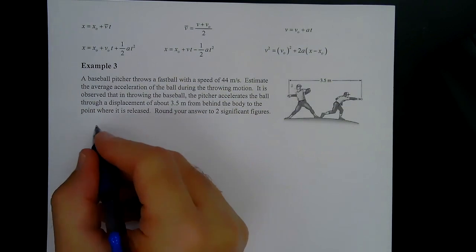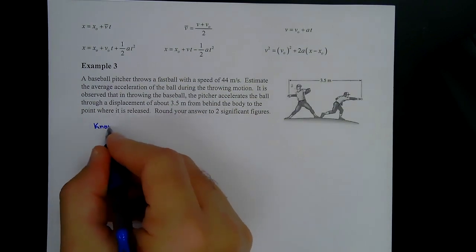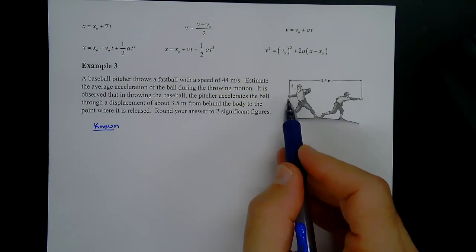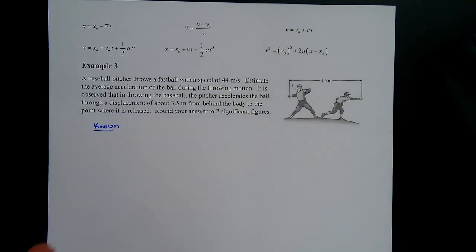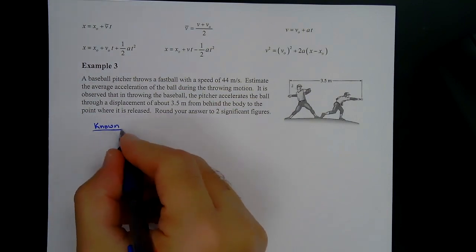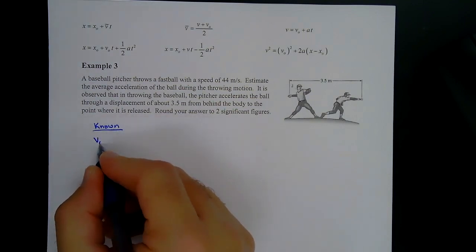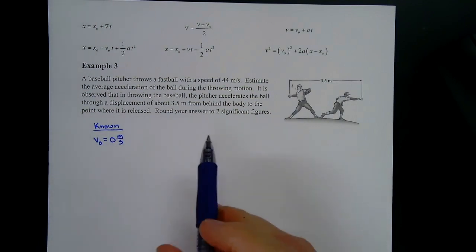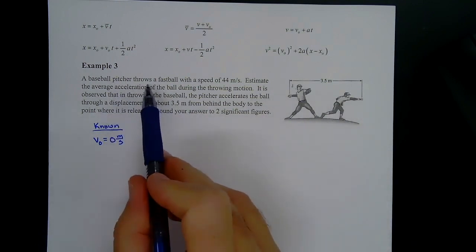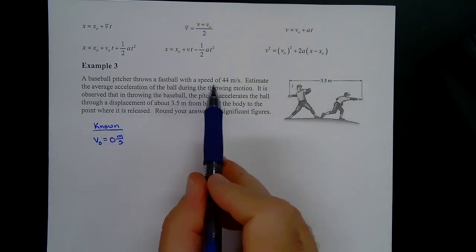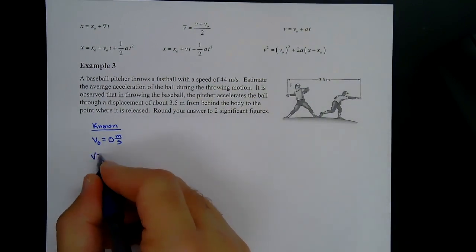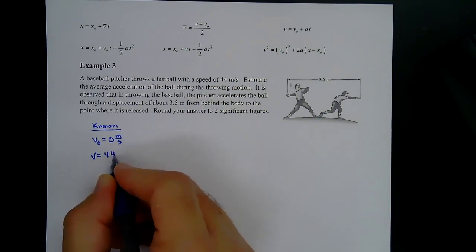All right, so what's known here is that when he starts, the initial velocity of the ball right back here, well, it's at rest, it's not moving, right when he starts, before he starts to move it. So we know that v sub 0 is equal to 0 meters per second. And then at the end of this, the baseball pitcher throws a fastball with a speed of 44. That's the final velocity after the end of all this. So that's going to be my v. That's 44 meters per second.